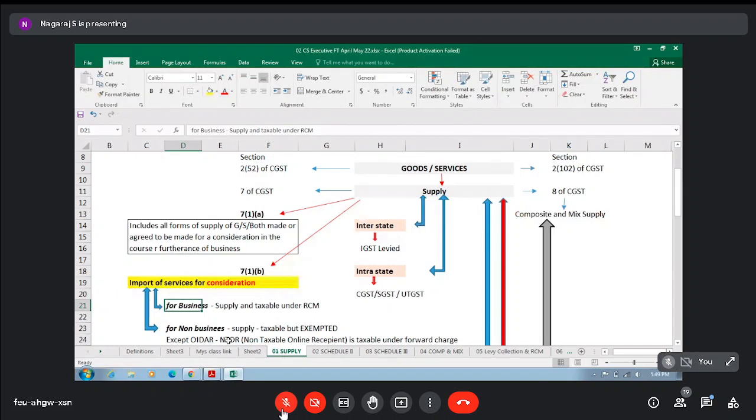The same wordings will be used, same like this only they have used. NTOR means non-taxable online recipient. Only this service, if it is for personal use, is taxable under forward charge mechanism. You will get the question on this. Okay, I will show you once I complete this supply 7. Sir, what is the full form of OIDAR? Online information database access retrieval service.